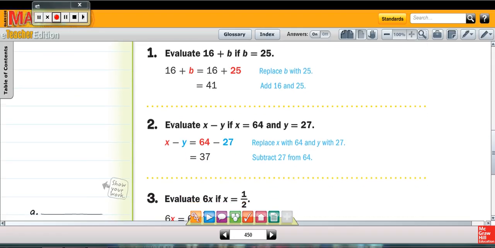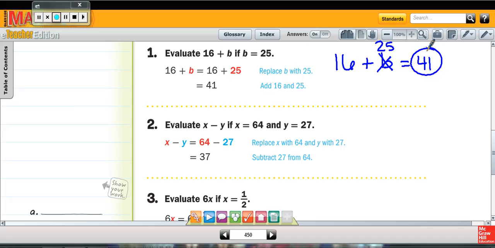Example 1 says to evaluate 16 plus b if b is 25. So we have 16 plus b. We're going to replace b with 25. So now we have 16 plus 25, and that's going to equal 41. That would be our solution to that example.